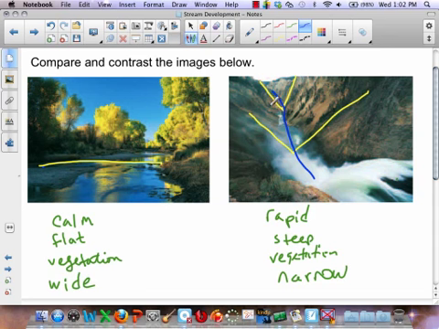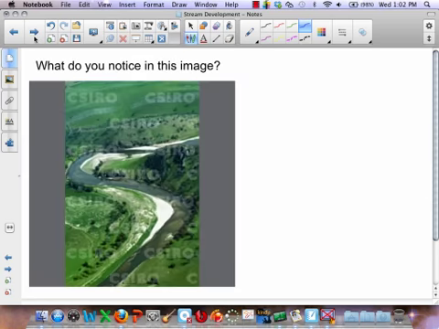All right, so let's get into some more images and looking at how things are formed. Take a look at this. What do we see here? Yes. Okay, good. What else do we see?